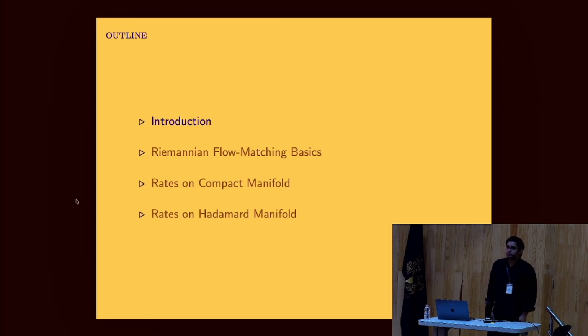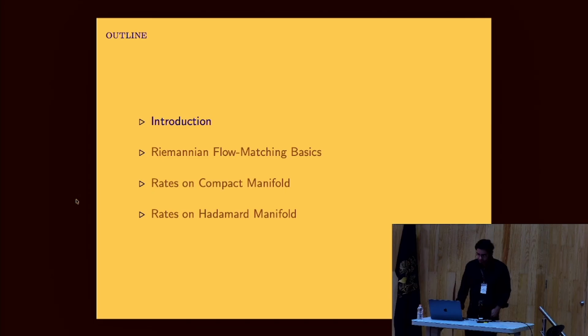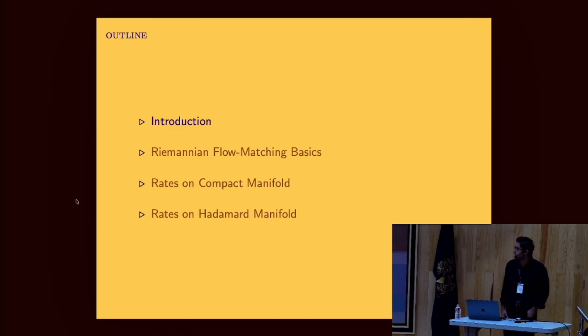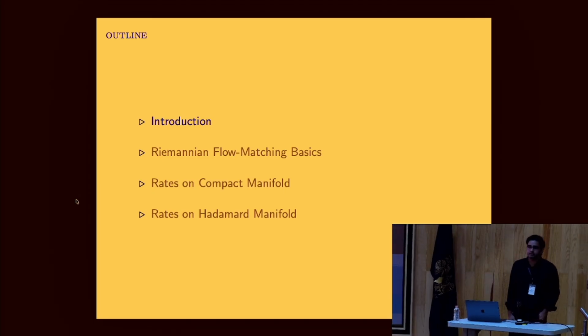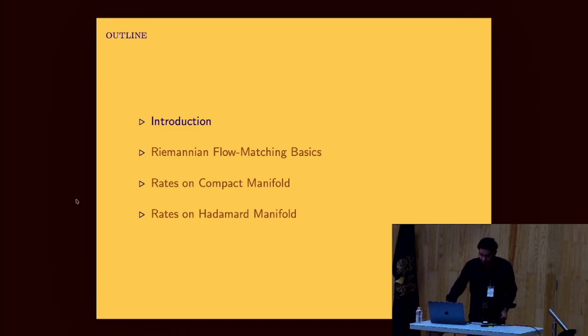All right, so here's the outline of the talk. I'll start with a brief introduction with some motivation, although a lot of motivation was provided in yesterday's talk already. And I'll introduce the basics of flow matching in the Riemannian setup. And then I'll provide two rates, one for the case of compact manifolds and the other for Hadamard manifolds.